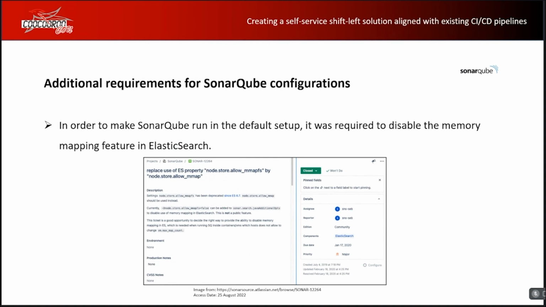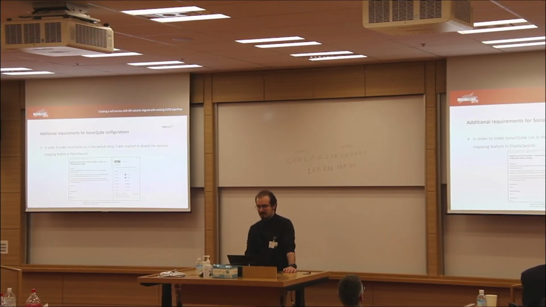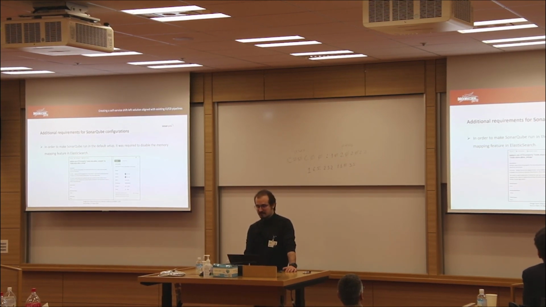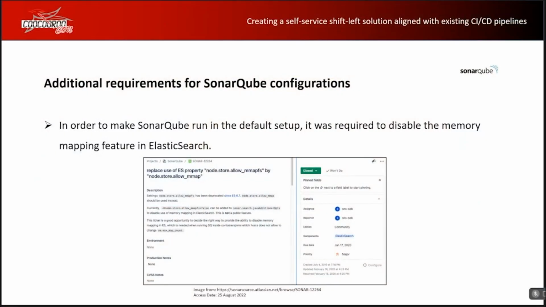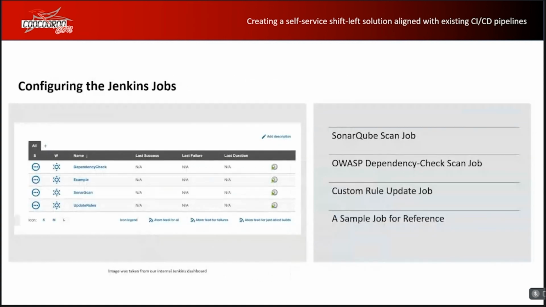And we experienced an issue with Elasticsearch in SonarQube, for which we needed to disable the memory mapping feature. Available memory for different platforms was different for running SonarQube inside the Docker container, which ended up crashing SonarQube if the memory mapping was enabled. So that's one challenge we had to configure if we want to run SonarQube in a Docker container. About OWASP dependency check, we did not need any specific requirements. It's just a CLI application, just run it.